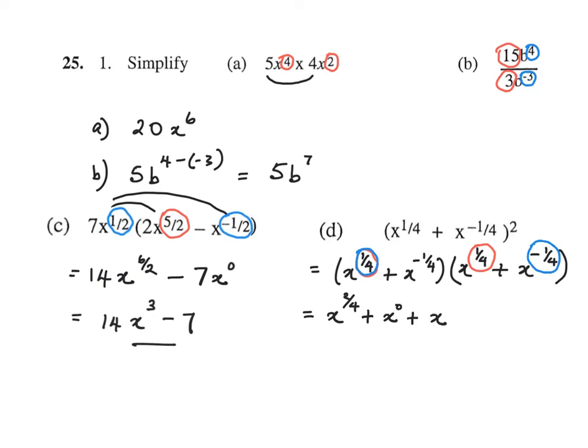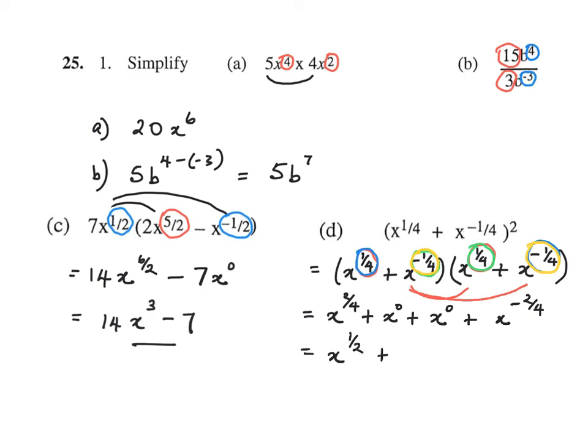Plus, then it's these two terms. So I'm going to add these two numbers. Minus 1/4 plus 1/4 is 0. And then it's these two terms I'm going to work with. So that gives me another x. And I want to add these two numbers, minus 1/4 plus minus 1/4. That gives me minus 2/4. 2 over 4 is 1/2, so x to the power of 1/2.